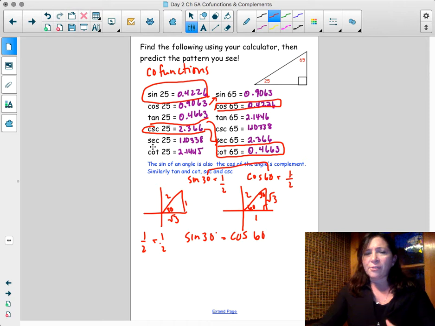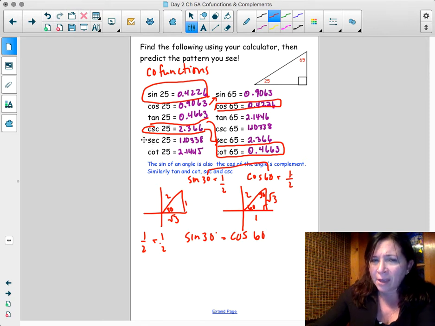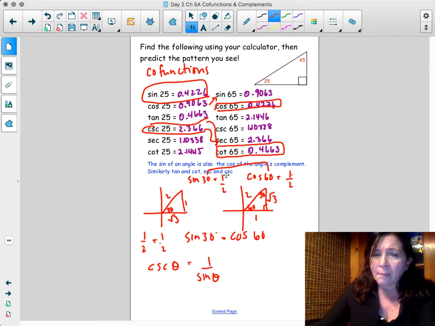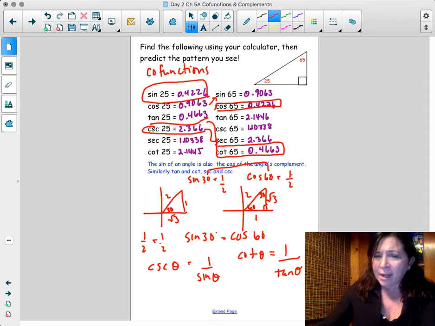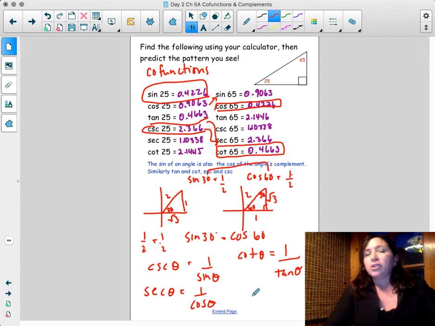Okay, so these are what we call our cofunctions, and remember these values, cosecant, secant, and cotangent, stem from our reciprocal functions, meaning cosecant of a value is equal to 1 over sine of that same angle. Likewise, cotangent of an angle is equal to 1 divided by tangent of that angle. And lastly, secant of an angle is equal to 1 divided by cosine of that angle. So those are my reciprocal functions.